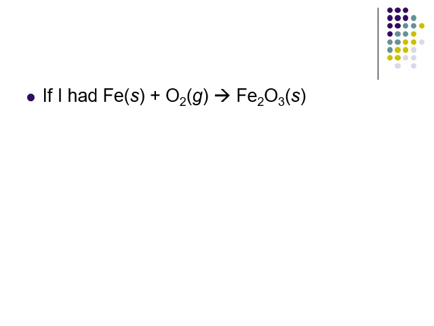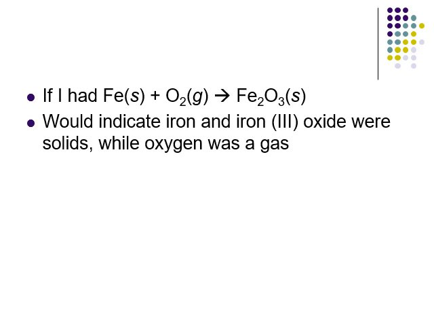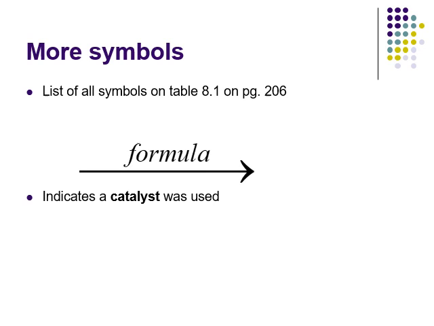So, for example, if this was our reaction, again, this is just a skeleton equation, so we don't have to worry about how much of each chemical there is. So this would tell me that solid iron and the iron(III) oxide were solids, and oxygen was a gas, because that's the symbol they have after them. A couple more symbols that you'll see. There's a full list on page 206 of your textbook, but I'm going to cover the big ones.